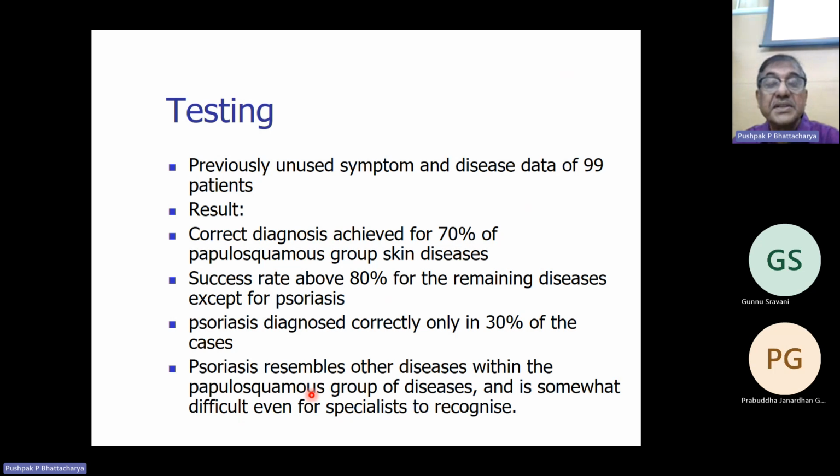Psoriasis resembles other diseases within the populous squamous group of diseases and is somewhat difficult even for specialists to recognize. Even doctors get confused about psoriasis. Psoriasis is mainly itching of the skin. It's not a life-threatening disease, but mainly itching.